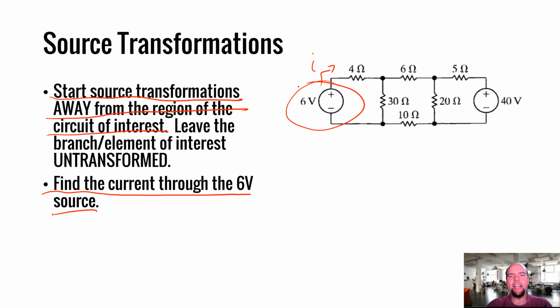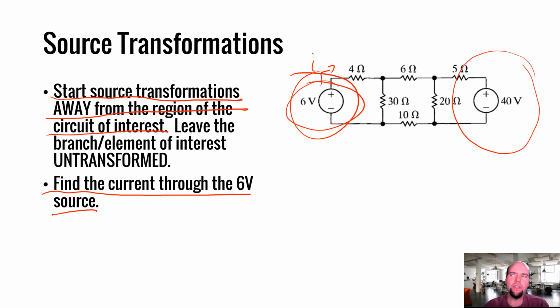Well, that means that I don't want to just start transforming the 6-volt supply. The 6-volt supply is in series with a 4-ohm resistor. I could convert the 6-volt supply to a current supply in parallel with a 4-ohm resistor, but that would be really bad because then my 6-volt supply wouldn't exist and I wouldn't be able to answer questions anymore about the current through the 6-volt supply. So I'm going to leave this untouched. I'm going to leave this part of the circuit untouched, and instead I'm going to start over here.